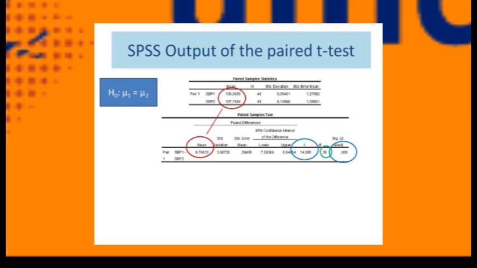The p-value is given as 0.000, so we know the p-value is smaller than 0.001, which is clearly smaller than our significance level 0.05. The null hypothesis will be rejected, and we can conclude that the mean systolic blood pressure on the second measurement is significantly lower than the mean on the first measurement.